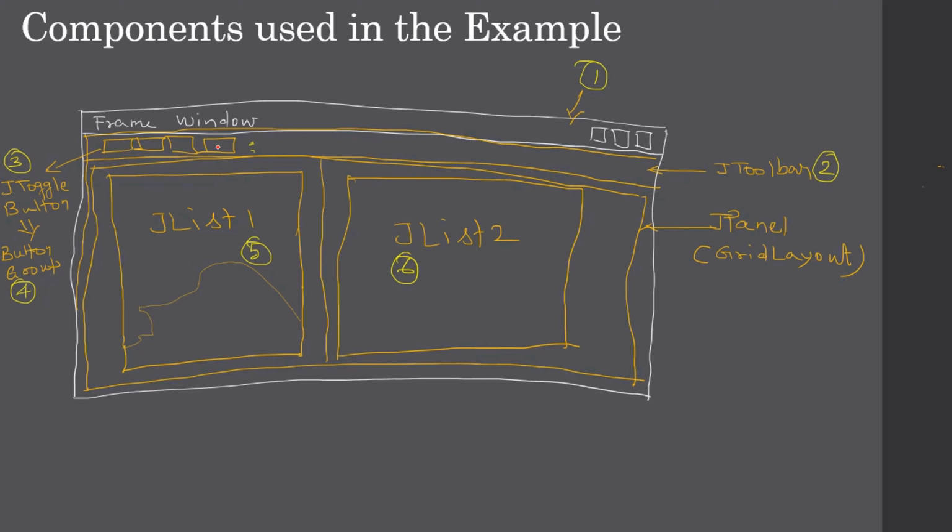So when you toggle some other button, the previously toggled button goes to the original state, that means the untoggled state. So only one button will be in the toggled state in this 4. Then we will create two JLists, and if you see here, there is a JPanel, and that JPanel uses a grid layout. Then we will add two JLists to that JPanel. The JPanel will get added to the frame window.